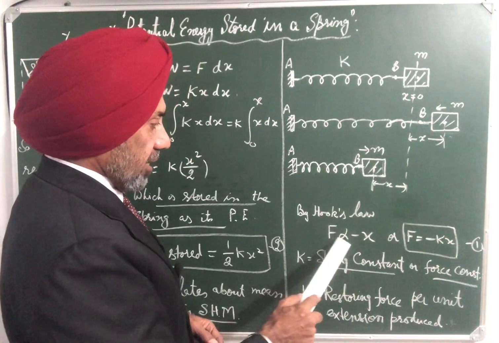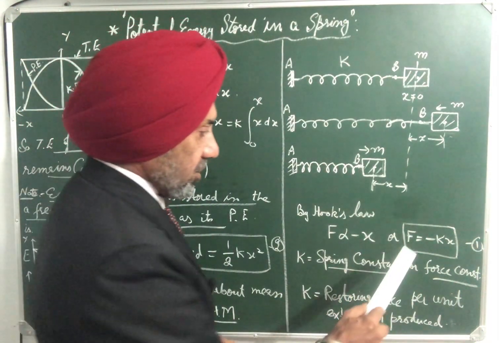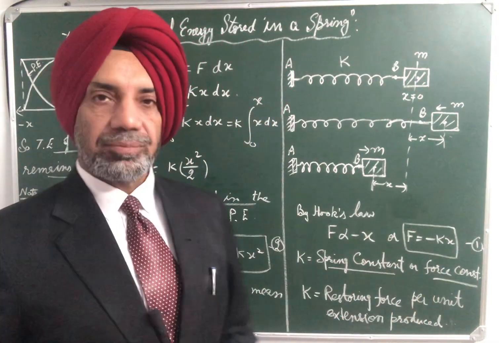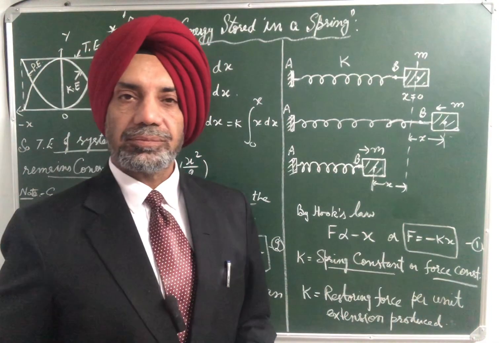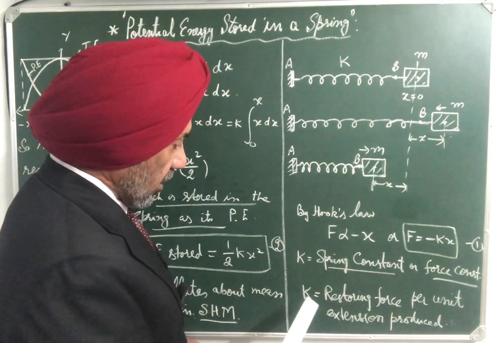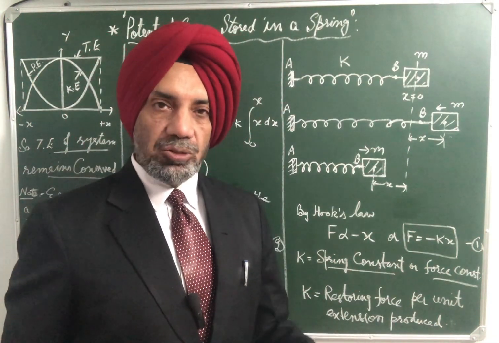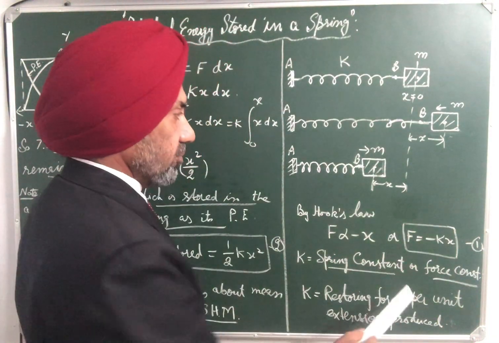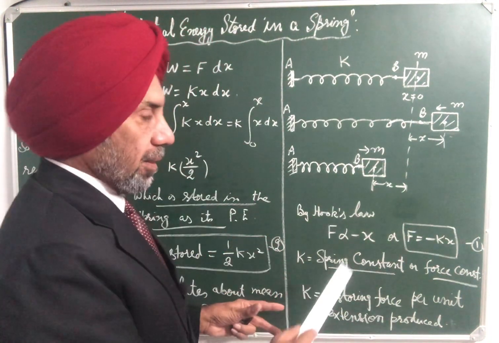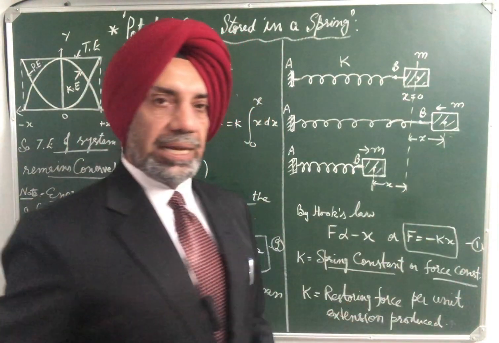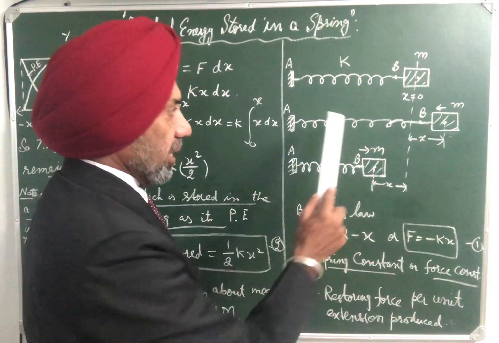So F is directly proportional to minus x by Hooke's law, or F is equal to minus kx, where k is known as spring constant or force constant, and the spring constant is defined as restoring force per unit extension produced in the spring. So by Hooke's law, when this mass M is pulled towards right, a restoring force comes into play due to elasticity of the spring.